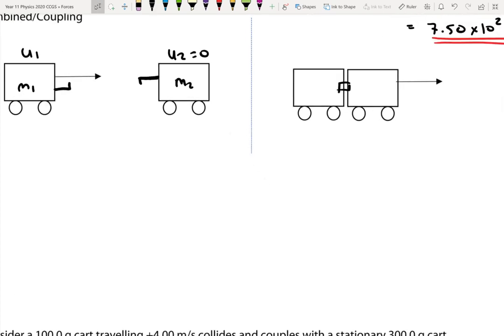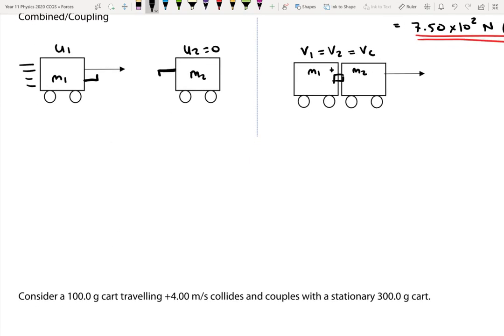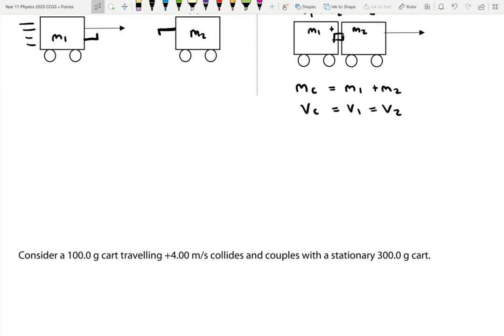And then over here, we're going to write M1 plus M2. They're combined together. And if they're combined together, then V1 equals V2. We're going to make this new term VC. Collective. Combined, collective, coupled. So MC is going to be M1 plus M2, and VC is going to be V1 or V2. The equation becomes slightly different, but we're still going to show our logic at the start that the initial momentum must equal the final momentum.